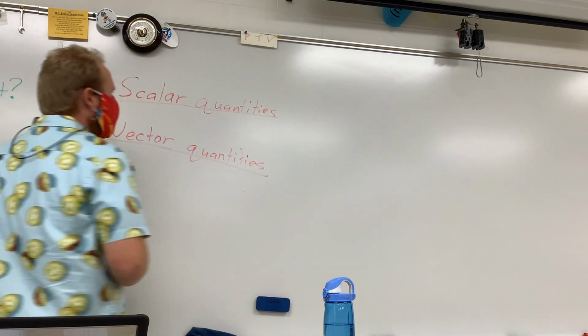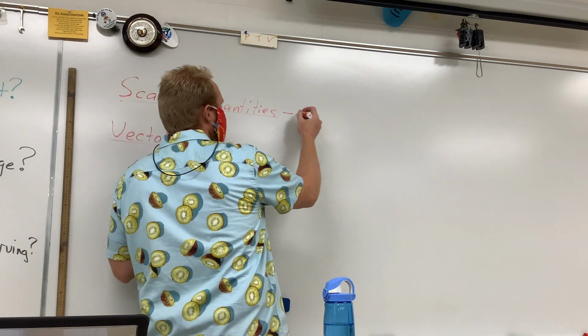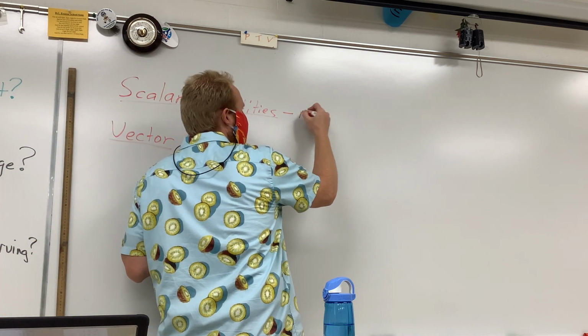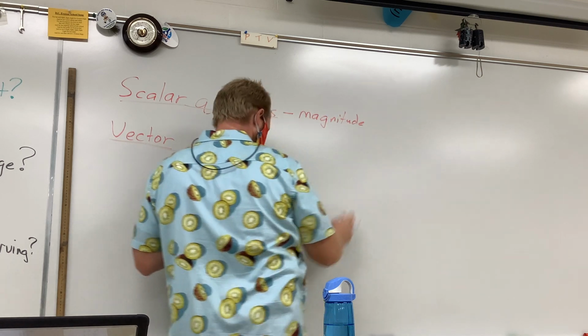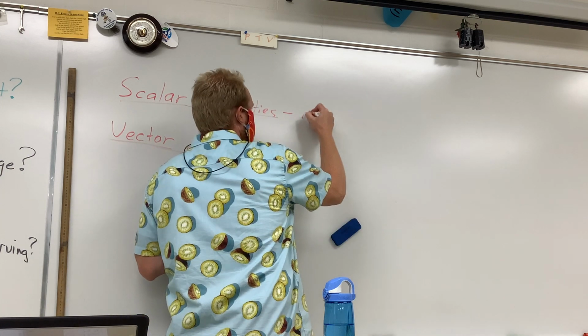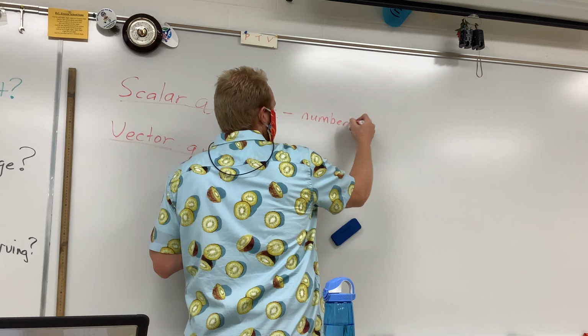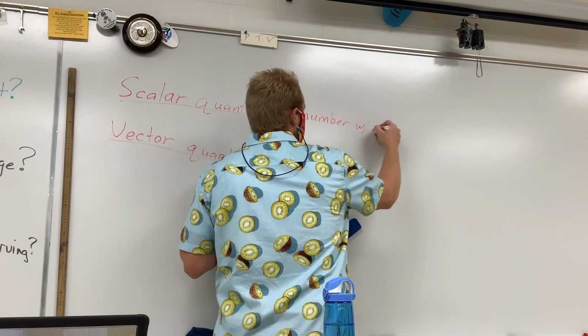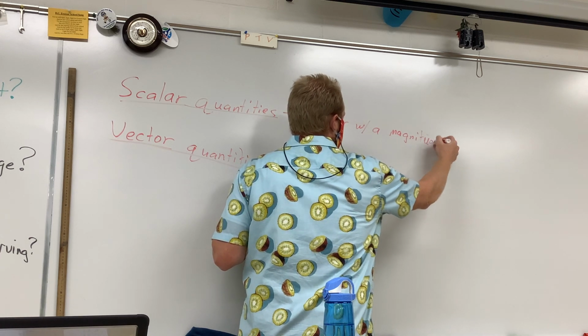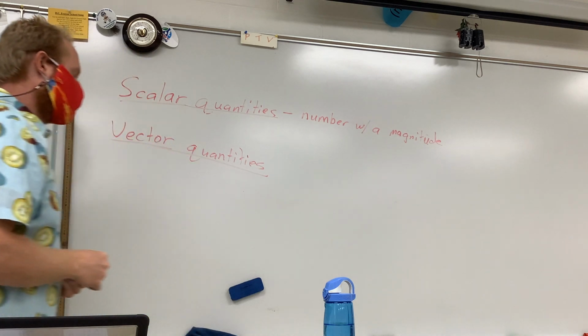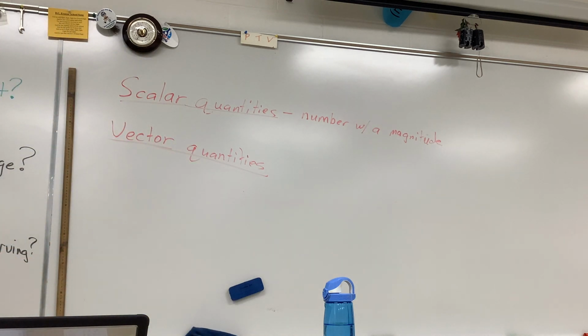When we talk about a scalar quantity, it's nothing more than a number with magnitude. It's a number that has a magnitude. And when I talk about magnitude, it's just how big. That's all it is. It's simply a number. Magnitude is how big. Okay.